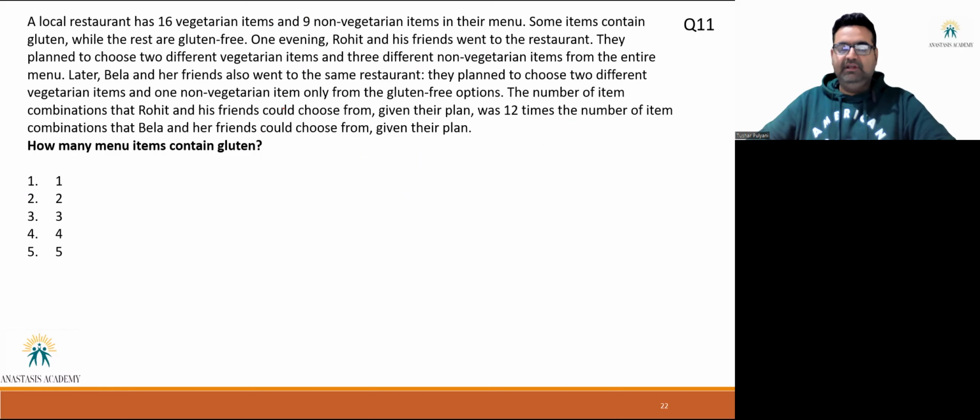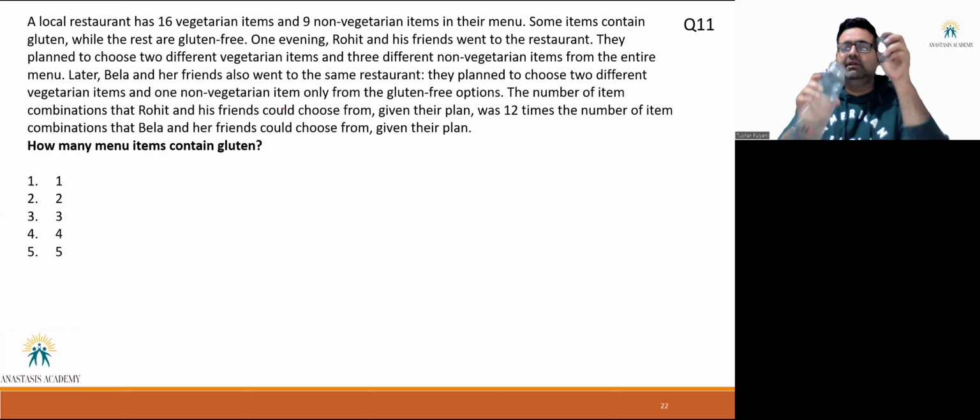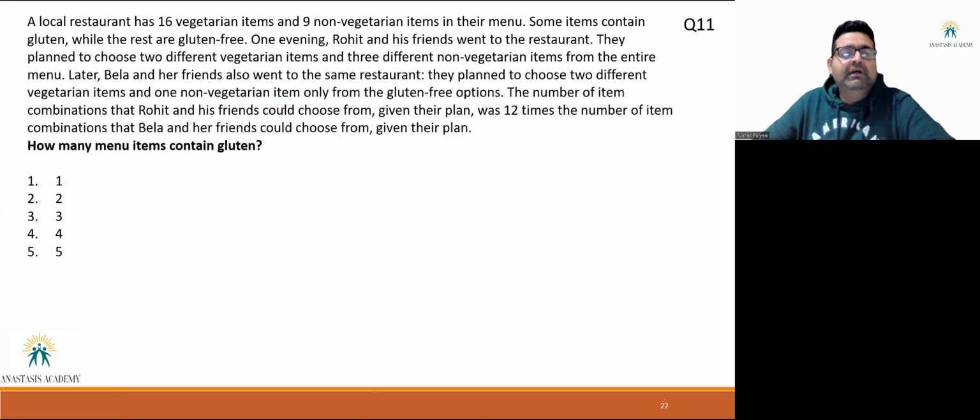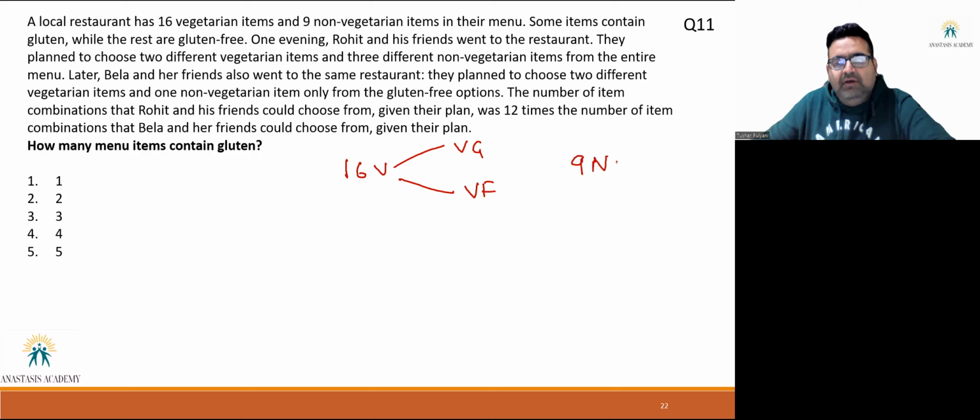Right, let's talk about the 11th question. Again, a paragraph to read. Let's read it together. The restaurant has 16 vegetarian items and 9 non-vegetarian items, some contain gluten, some do not. So of the 16 veg, there will be some veg with gluten and some veg gluten free. For free, I am writing F. Similarly, for the 9 non-veg, there will be some non-veg with gluten and some non-veg free of gluten.